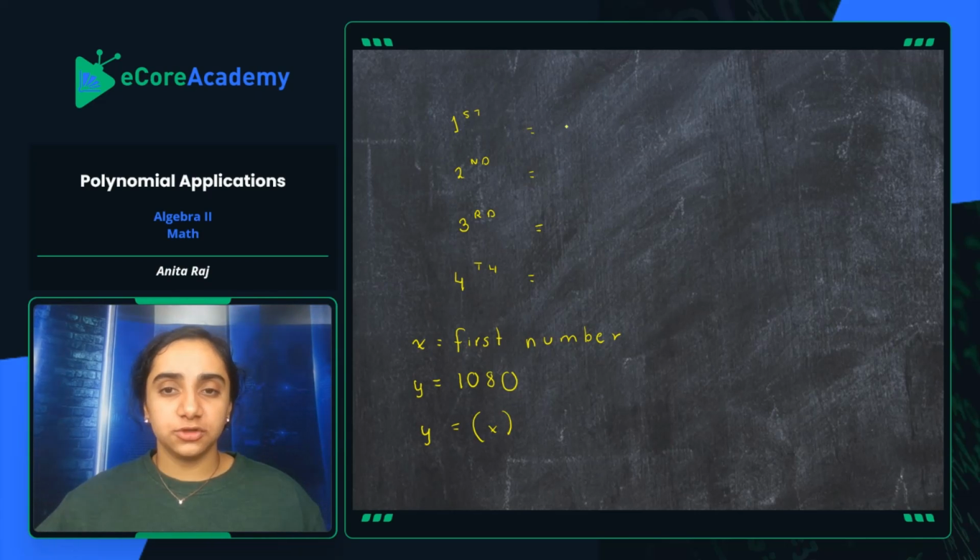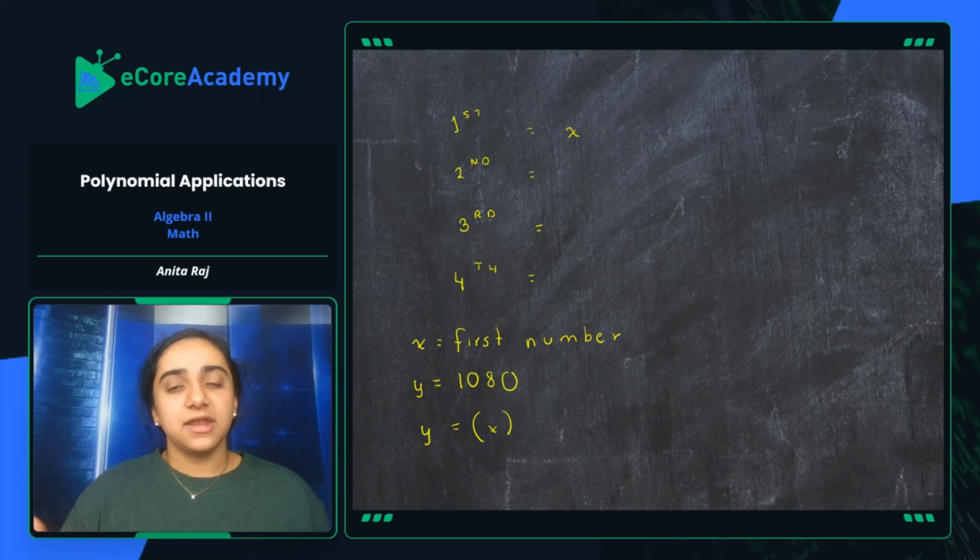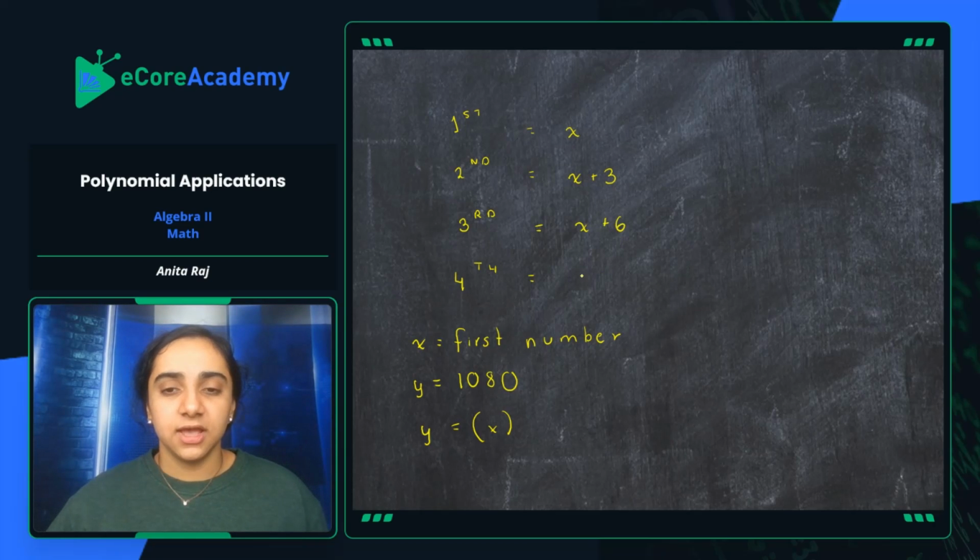So the first number is going to be x. So what is the second number going to be? Well, if it's going to be a multiple of 3, isn't the second number just going to be 3 more than the first number? So in the case of 3, 6, 9, 12, if the first number was 3 and the second number was 6, isn't 6 just 3 greater than 3? And if you look at the third number, 9 is just 6 greater than 3. And that's how the pattern continues. So the second number is going to be x plus 3. The third number is going to be x plus 3 plus another 3, which is going to be x plus 6. And then the fourth number is going to be another 3, which is x plus 9.